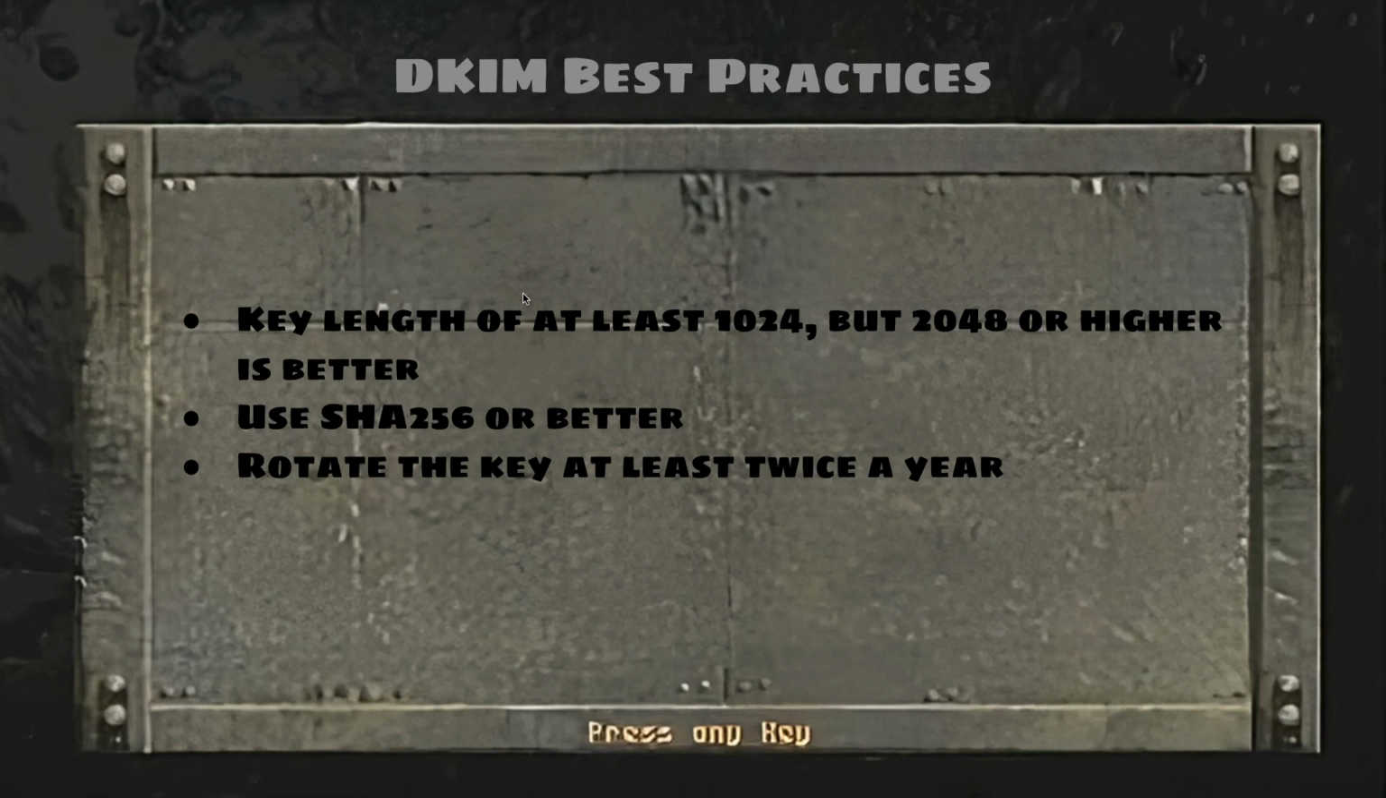All right, so best practices here match most cryptographic best practices. You want a key length of at least 1024, 2048, 4096, more is better. You want to use SHA-256 or better, because SHA-1 is deprecated and easy to crack. And then you need to rotate that key probably at least twice a year. I think that's the one most people run afoul of. I know we don't rotate our key. I need to probably do that. That just helps against compromise. If somebody does somehow manage to get your private key, rotating the keys will help avoid that.